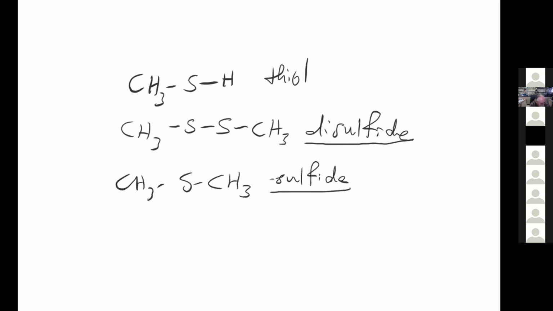So this would be dimethyl sulfide, dimethyl disulfide. But this, thiols, we do a little bit differently. We could say methyl mercaptan, but we don't normally use mercaptan. So with thiols, we usually use the regular name, right? So methanethiol, and we don't need to put the number 1 there because there's no other choice. Does that make sense? Yes, thank you.